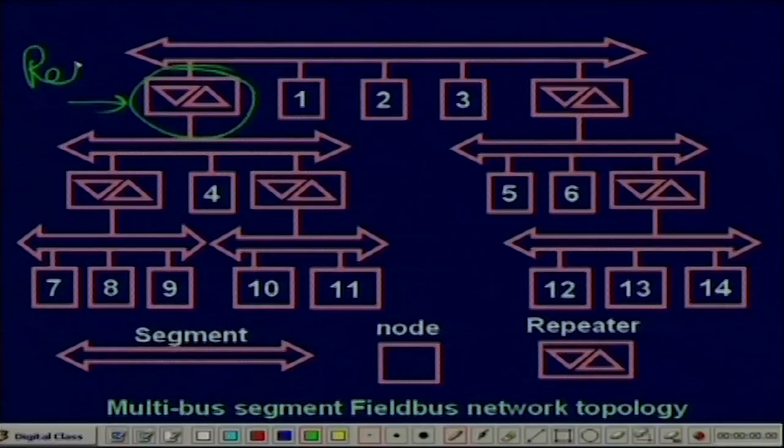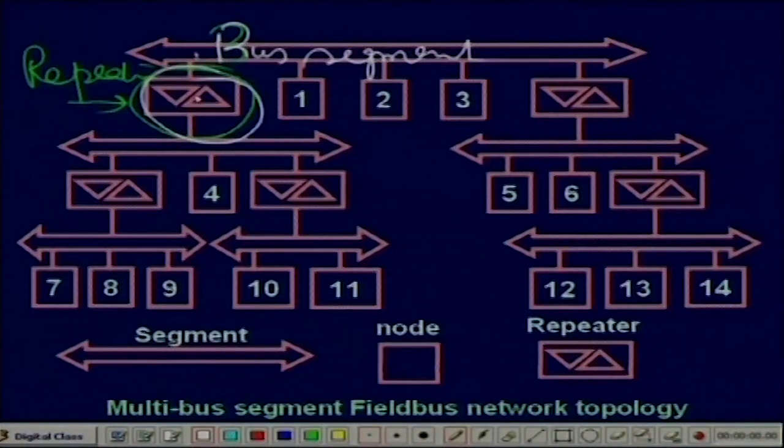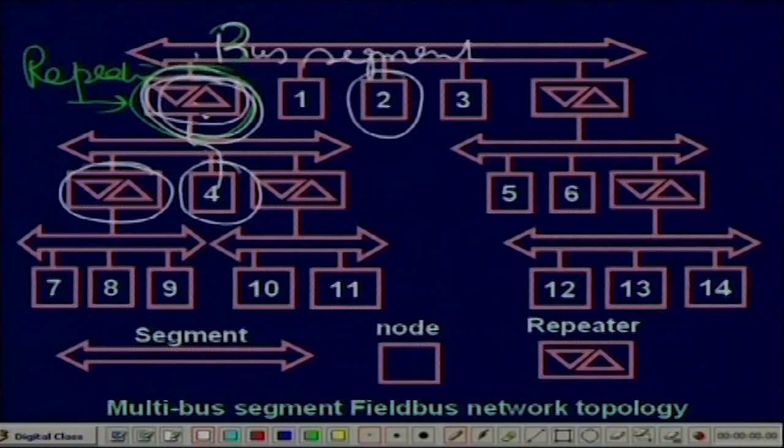So this is a repeater. A repeater connects bus segments. Let me try a better color. So this is a bus segment, and this repeater actually talks to it. Now suppose device number 4 wants to talk with number 2. It will transmit this data on the bus, it will go to the repeater, and the repeater knows whom it is actually meant for. It will go to this repeater, and it will also go to this repeater. Now this repeater will know that it is meant for a device on its own segment, so it will retransmit it on the bus, while this repeater will know that device number 2 does not exist on its segment, so it will not transmit it.